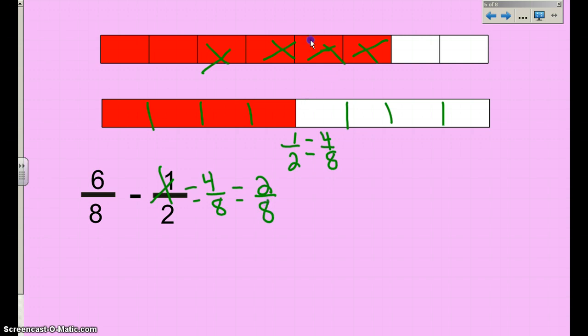Okay, so I took away 4, and I used my bottom model to show me that 1/2 is really 4/8, so that I could make my denominators the same. Okay, you have some sample problems on your homework sheet, so I want you to go ahead and fill those in and use those models to help you.